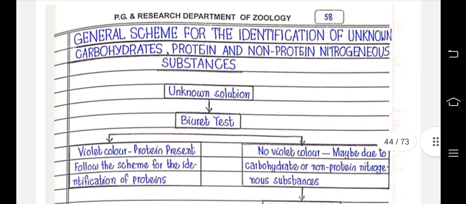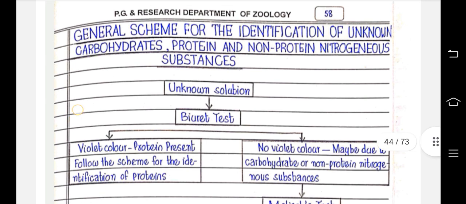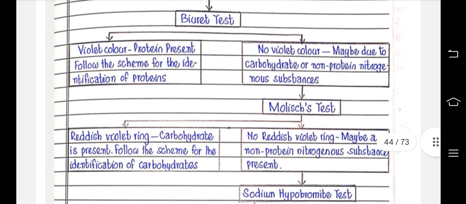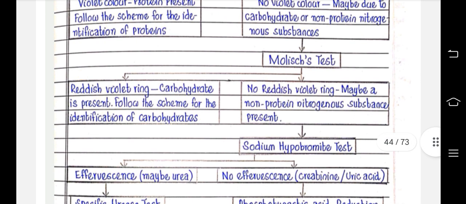General scheme for the identification of unknown carbohydrate, protein and non-protein nitrogenous substances. Unknown solution by Biuret test. Violet color, protein present. Follow the scheme for the identification of proteins. No violet color may be due to carbohydrate or non-protein nitrogenous substance. Molisch test. Reddish violet ring, carbohydrate is present. Follow the scheme for the identification of carbohydrate. No reddish violet ring may be a non-protein nitrogenous substance present.